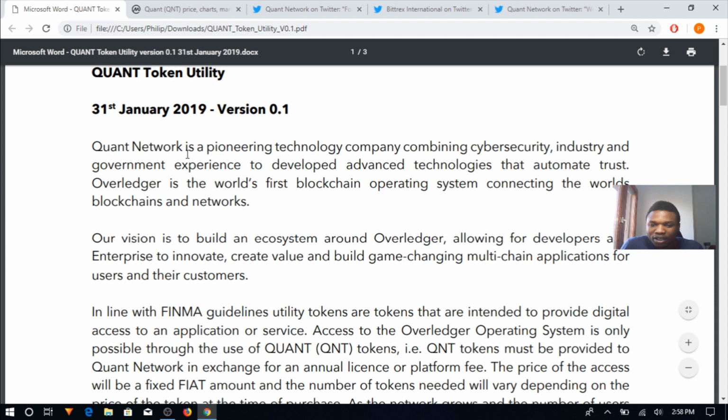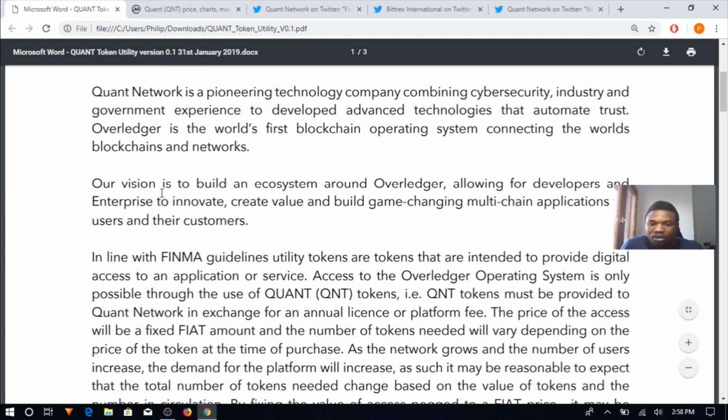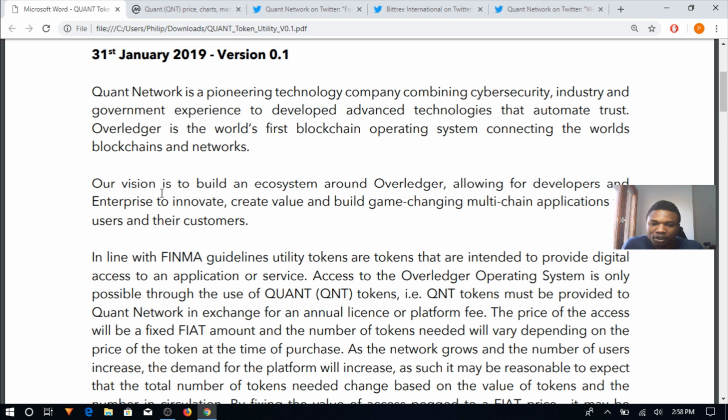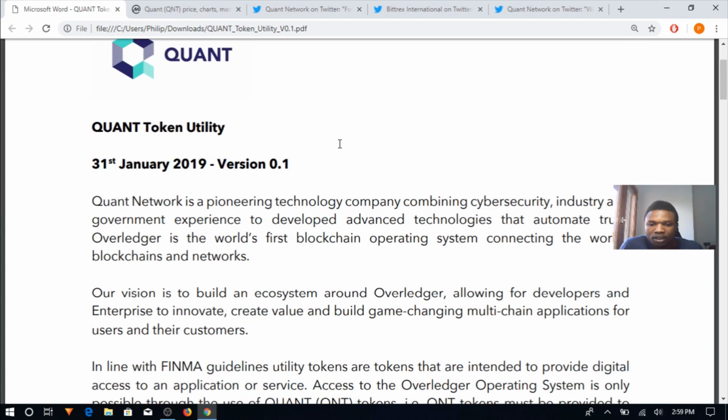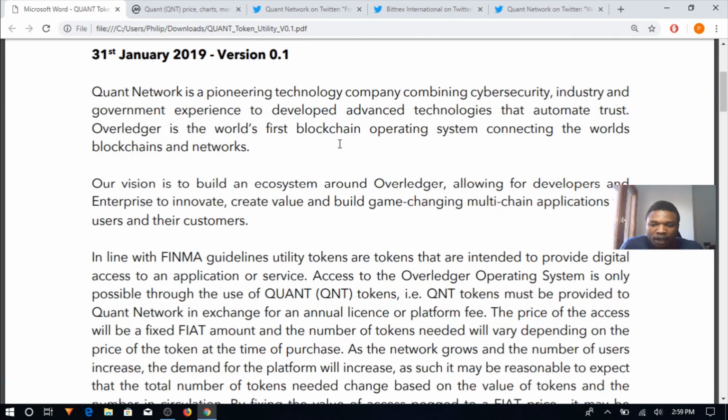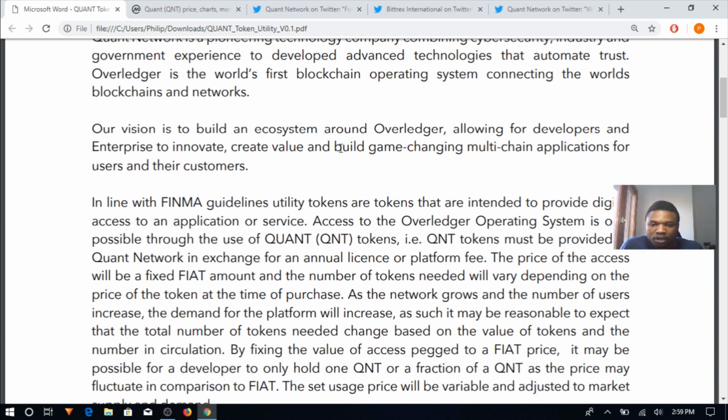So Quant Network is trying to build an operating system. It's trying to build a system that enterprises will need to help make blockchain adoption easy and faster for big businesses. And also it brings interoperability between different kinds of blockchains, and the tech itself is very big, so we all know what it is capable of. But today's video is about the Quant token utility, what the Quant token is going to be used for, and how important it's going to be for the Quant Network technology.